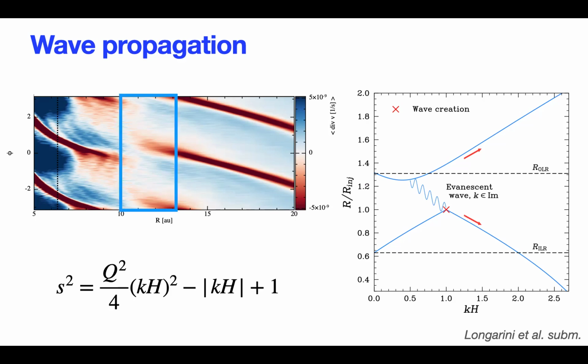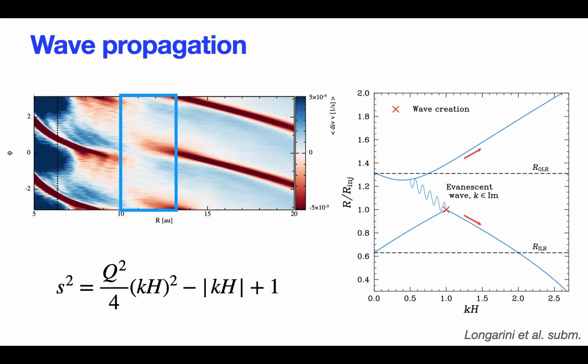And so it's possible to use the dispersion relation in a dimensionless form. Basically we can use this equation to determine the radial wave number of the perturbation, given parameters such as the Toomre parameter and the scale height of the disk. If we solve this equation, we have these propagation diagrams.